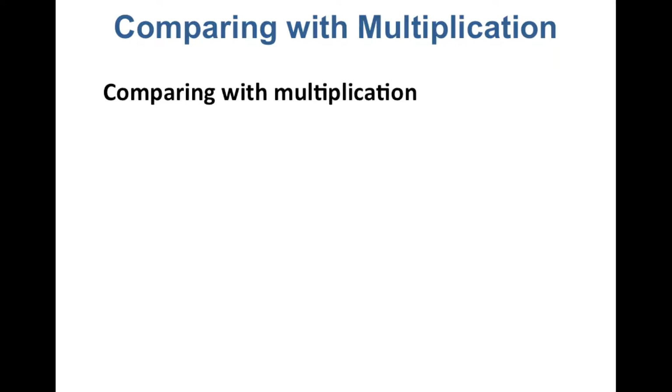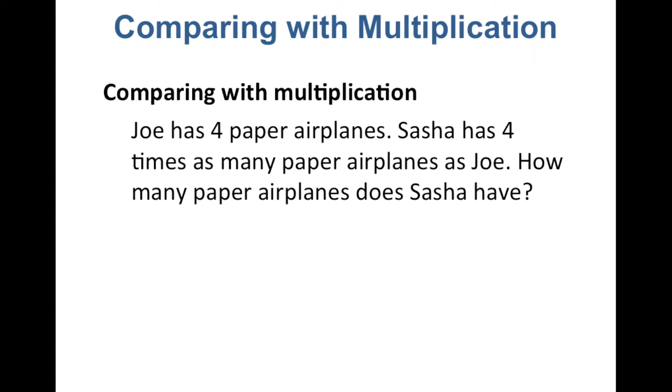We can use the same example, where kids are making a whole lot of paper airplanes, and our question might be worded like this. Joe has 4 paper airplanes. Sasha has 4 times as many paper airplanes as Joe. How many paper airplanes does Sasha have?